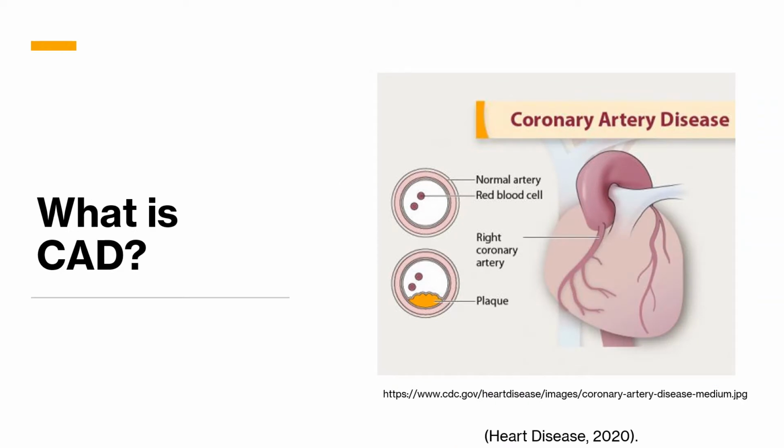First, we must define what coronary artery disease is. Coronary artery disease, or CAD, is a disease that occurs when plaque builds up in the walls of arteries. Specifically, CAD is the buildup of this plaque in the arteries that supply the heart itself. As you can see in this illustration, a normal blood vessel allows blood to move freely and easily. However, a vessel with plaque has a much smaller space for blood cells to move through.